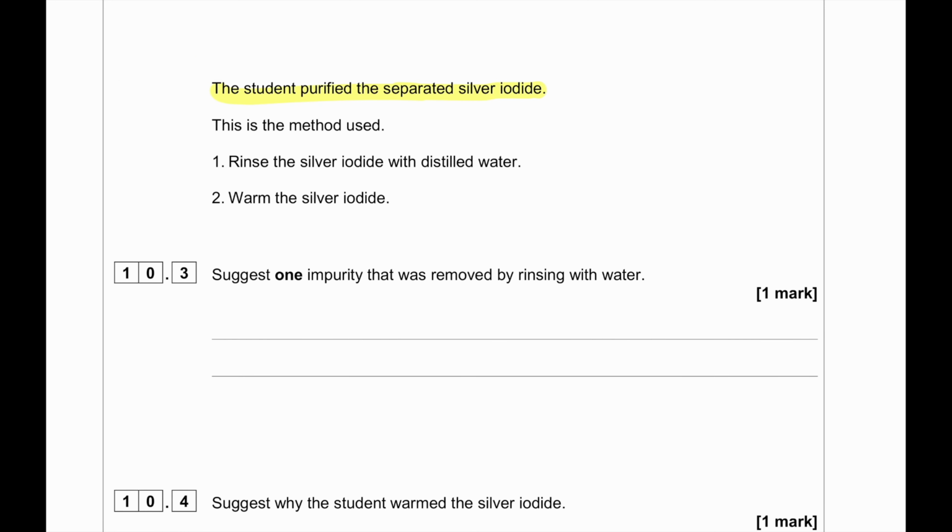The student purified the separated silver iodide. This is the method used. So rinse the silver iodide with distilled water. Okay, very good. This removes any surface impurities. And warm the silver iodide.